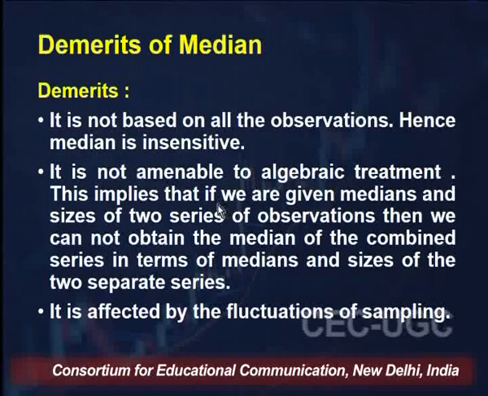The merits of the median are very simple. It is rigidly defined, easy to calculate, and not affected by extreme values. It can be calculated for open-end classes and it can be obtained graphically. And the demerits are that it is not based on all the observations, it is not amenable to algebraic treatment, and it is affected by the fluctuations of sampling.